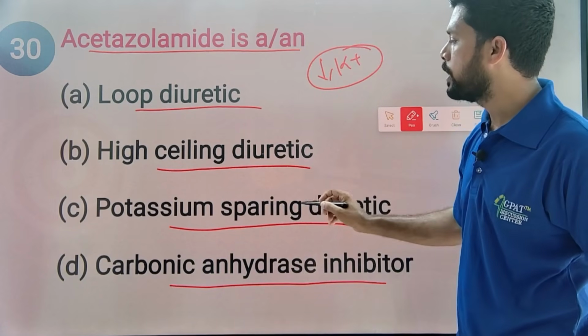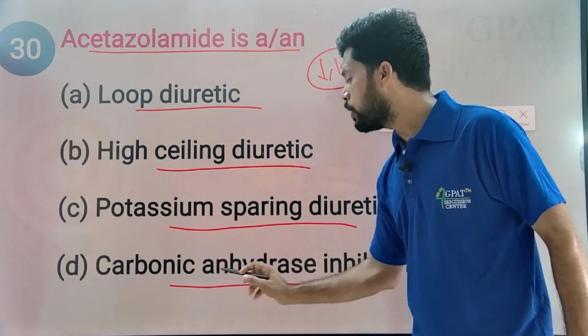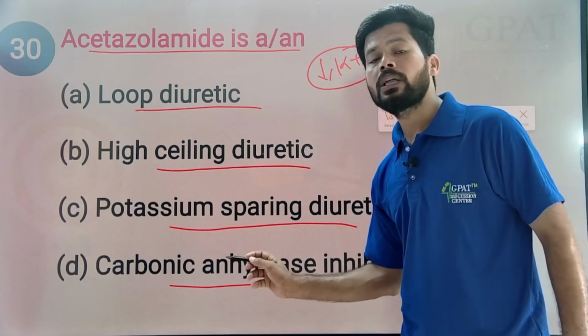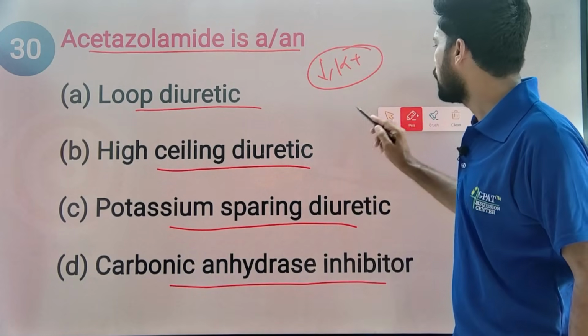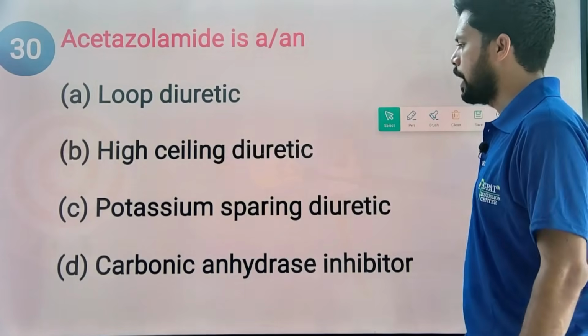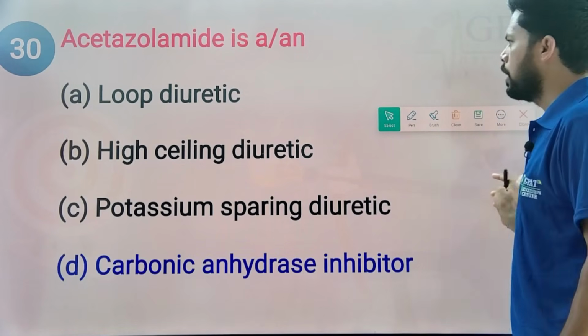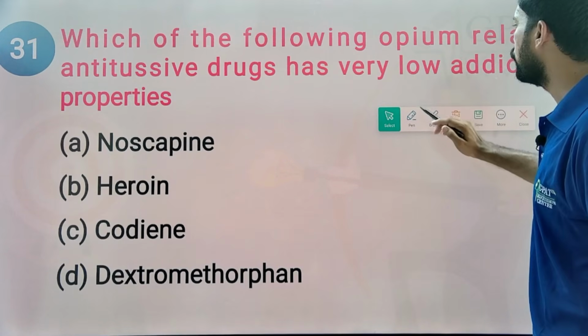So potassium sparing diuretics are like spironolactone. Carbonic anhydrase inhibitors inhibit the carbonic anhydrase enzyme, like acetazolamide. These are carbonic anhydrase inhibitors. The answer is very clear, option D is the answer. And moving to the next MCQ.